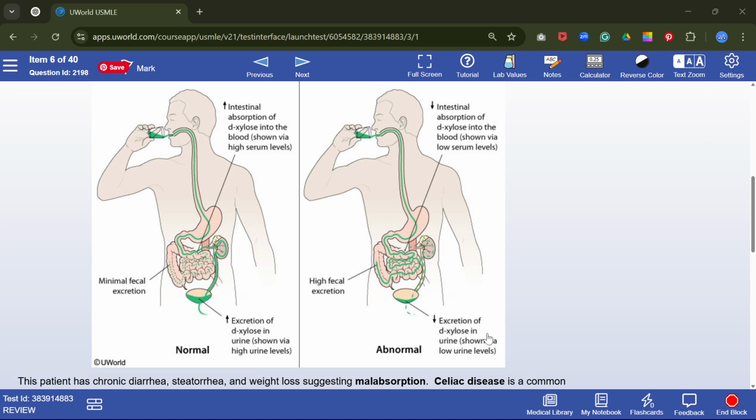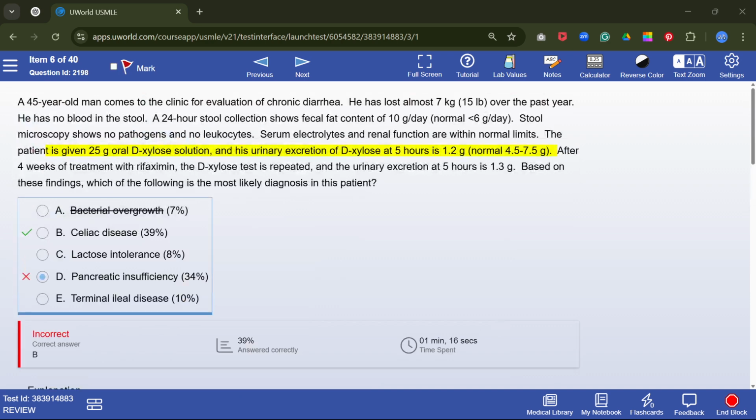First we will read a question. This 45-year-old man comes to the clinic due to chronic diarrhea. He has lost almost 7 kg of weight over the past year, with no blood in the stool. A 24-hour stool collection shows fecal fat content of more than 10 grams per day. Stool microscopy shows no pathogens and no leukocytes. Serum electrolytes and renal function are normal.